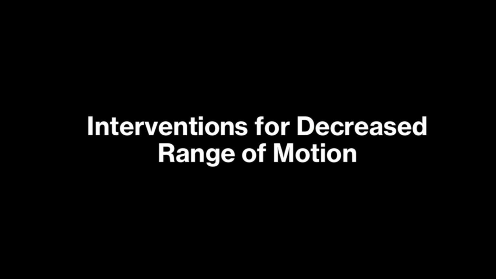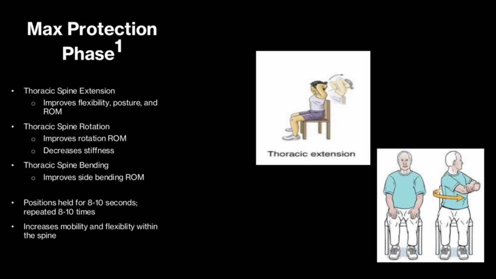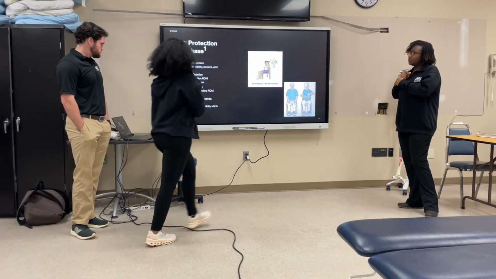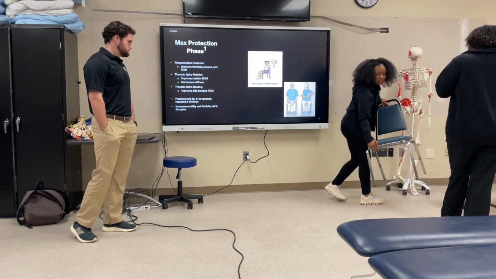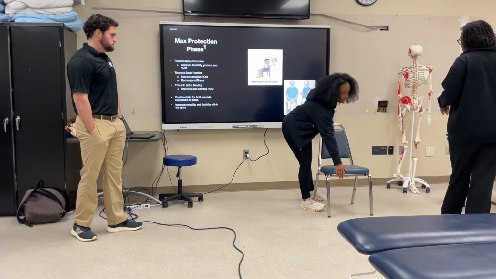Next, we will be discussing the interventions for decreased range of motion. During the max protection phase, you can have your patient perform thoracic spine extension, which improves flexibility, posture, and the patient's range of motion; thoracic spine rotation, which improves rotation range of motion and also decreases stiffness; and thoracic spine bending, side flexion, which improves side bending range of motion. With these, you can have your patient seated to do all 3 of them if you want to just keep your patient in one place.